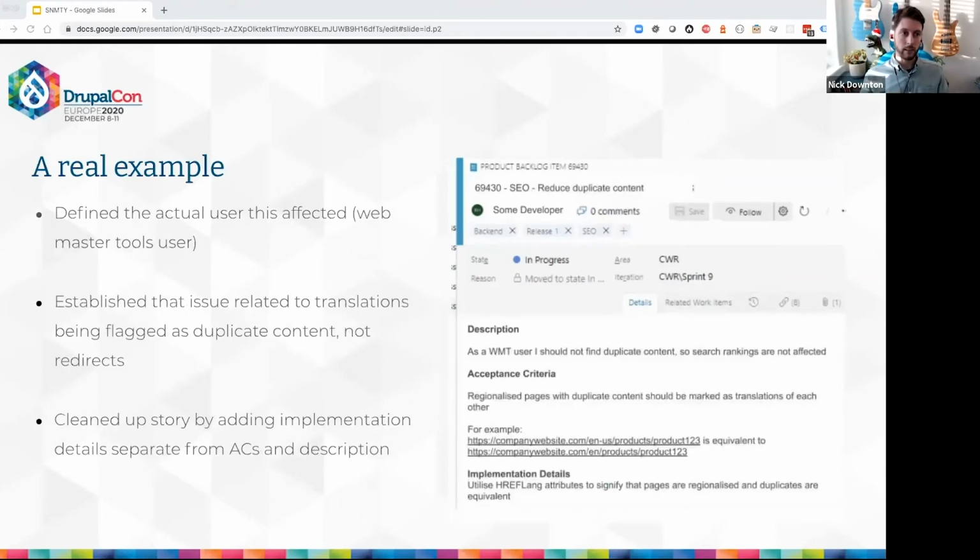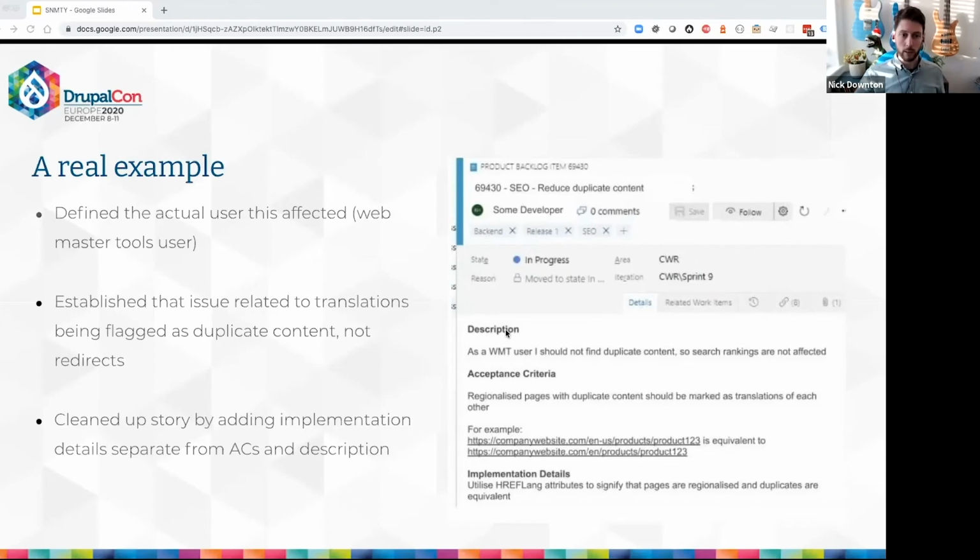So I came onto this story. I was doing review with the lead developer on this particular project, and she was about to bring it into the sprint, accept it. And I said, well, can we hang on and just re-look at this story, because it smells a bit funny. It doesn't sound right. So what we did was we went back and we questioned, where has this come from? So we defined an actual user in the story. So it turned out that it was someone in Webmaster Tools that was seeing duplicate content issues being raised.